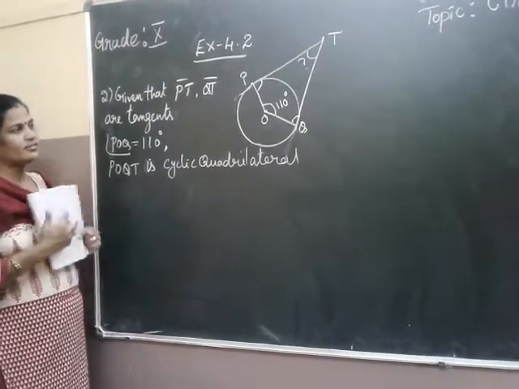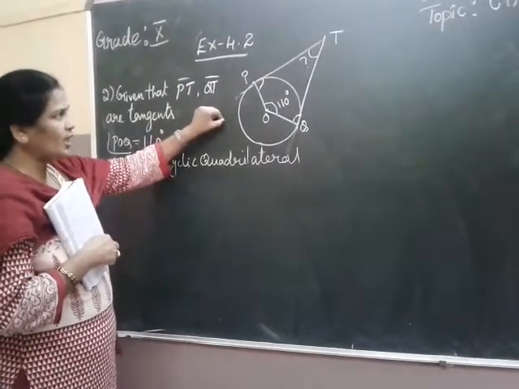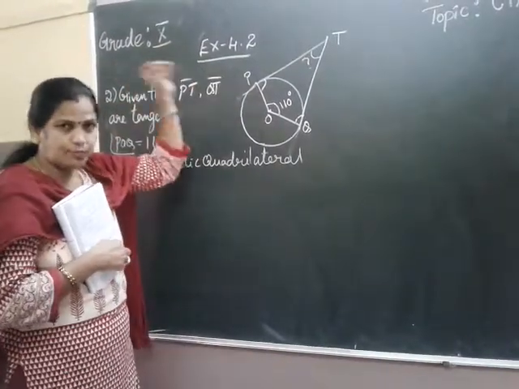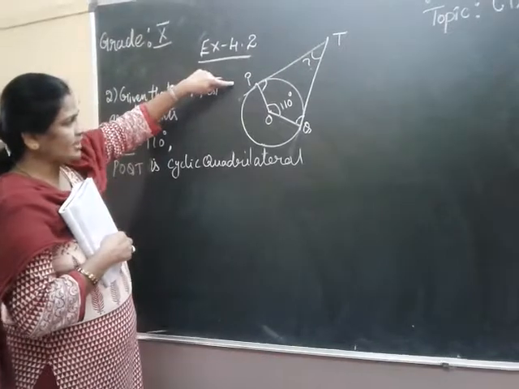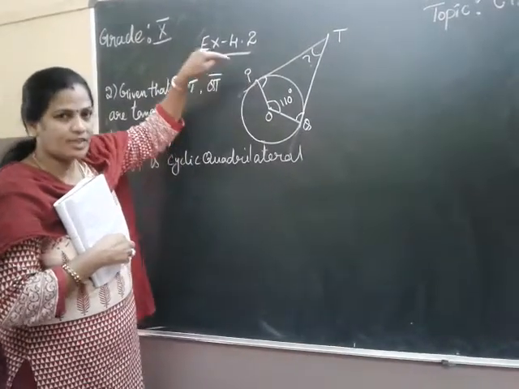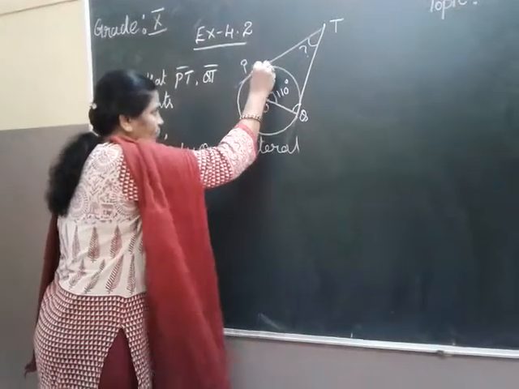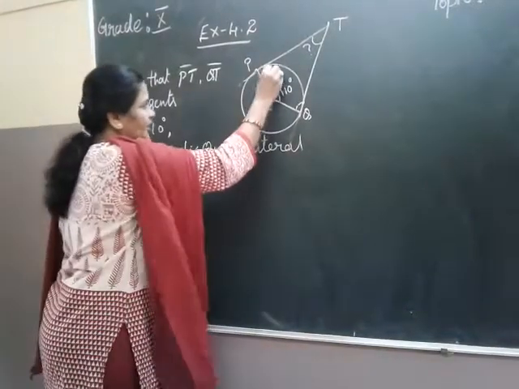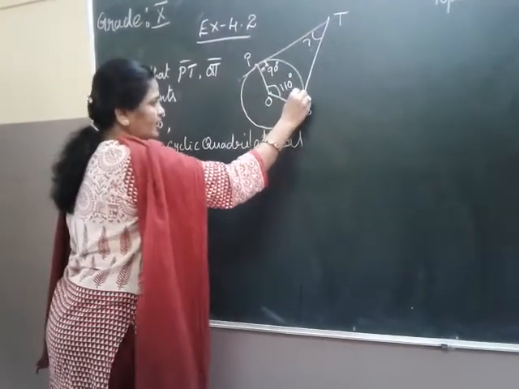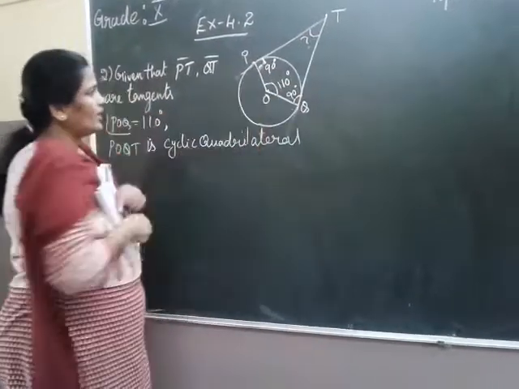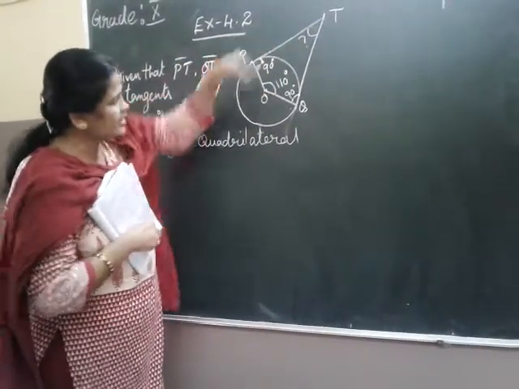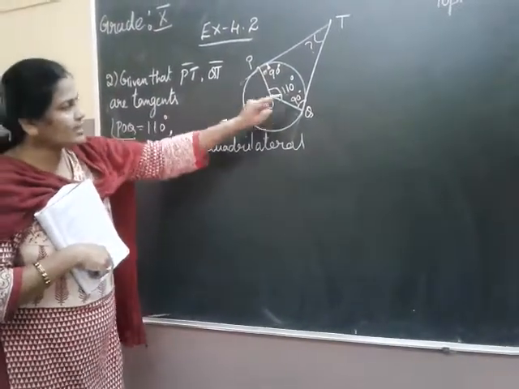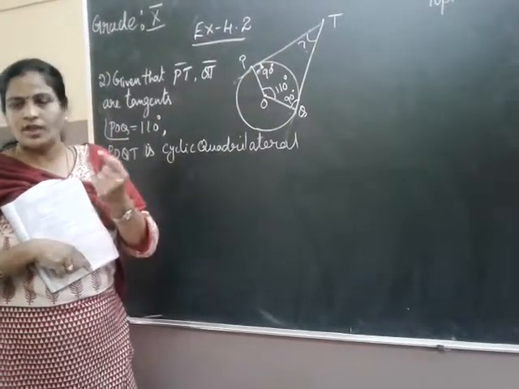Why are you saying this is 90? By theorem 1, the tangent is always perpendicular to the radius. By theorem 1, we already proved it. This PT is the tangent, PO is the radius. So PT is perpendicular to the radius, so this is 90 degrees. So the sum of those four angles in this cyclic quadrilateral will be equal to 360. Now three angles we know, and only the fourth angle is missing.